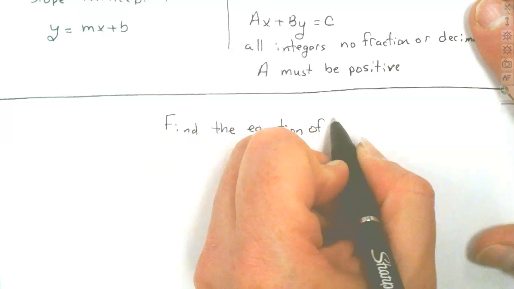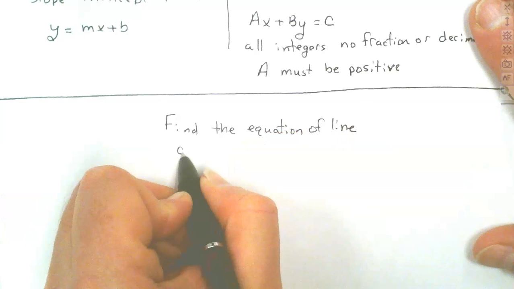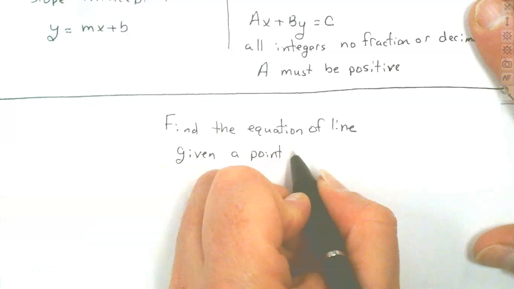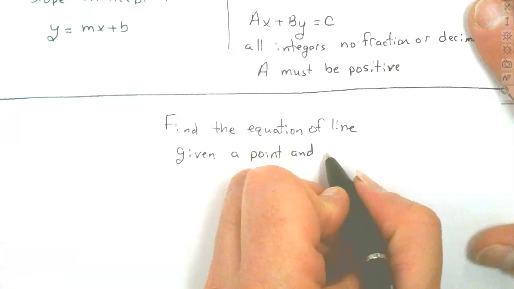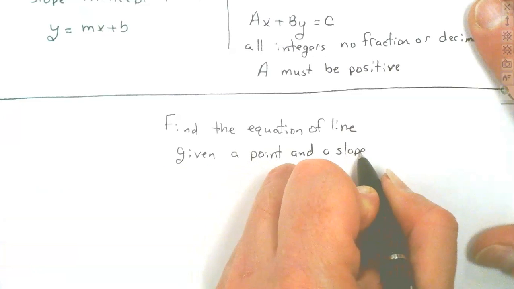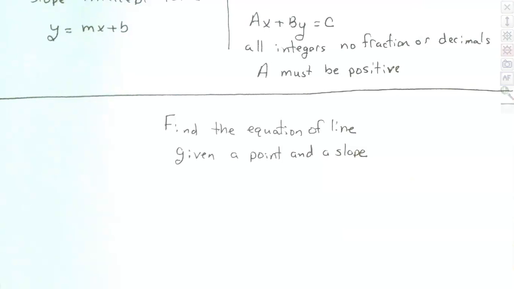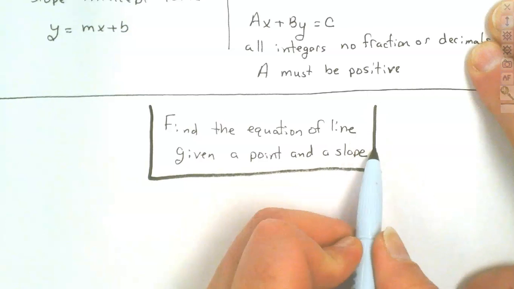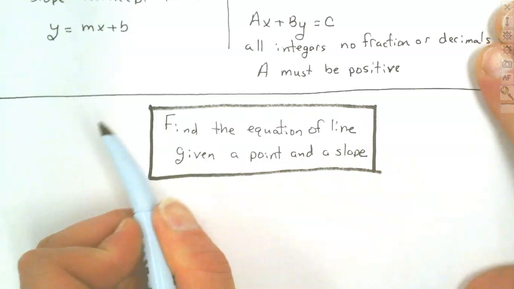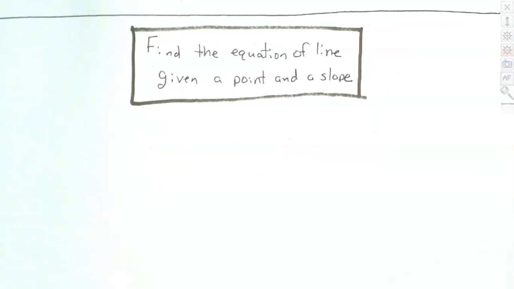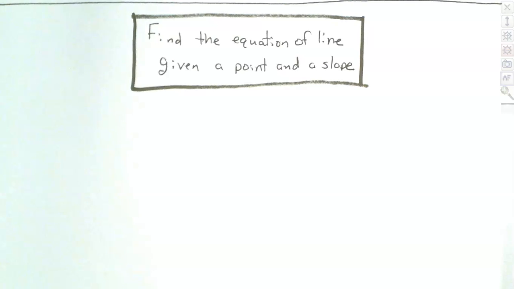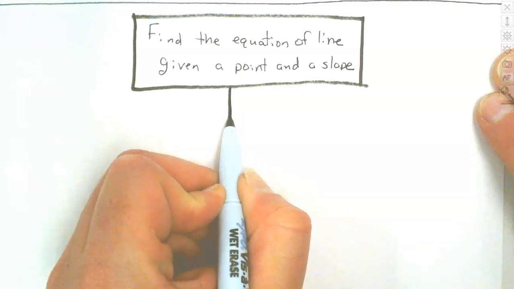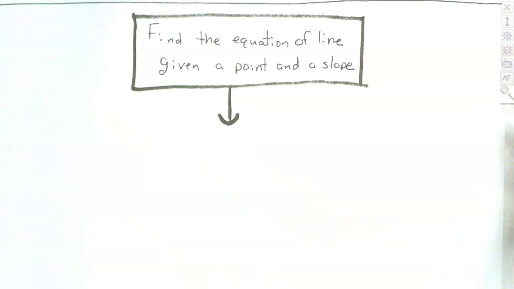So we want to find the equation of a line given a point and a slope. So we want to find the equation of a line when you're given now a point and a slope. And there's going to be three different flow charts. We'll look at the two others after our break. But we're going to start off with this one. So we want to find the equation of a line when you're given a point and a slope. And this is the easiest one.